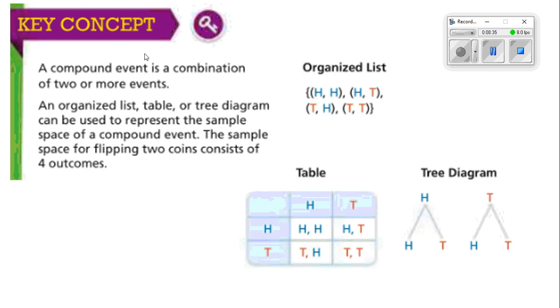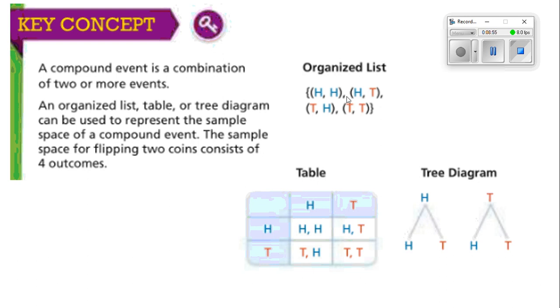So we're off to our key concept now. Key concept says a compound event is a combination of 2 or more events. An organized list, table, or tree diagram can be used to represent the sample space of a compound event. The sample space for flipping 2 coins consists of 4 outcomes.